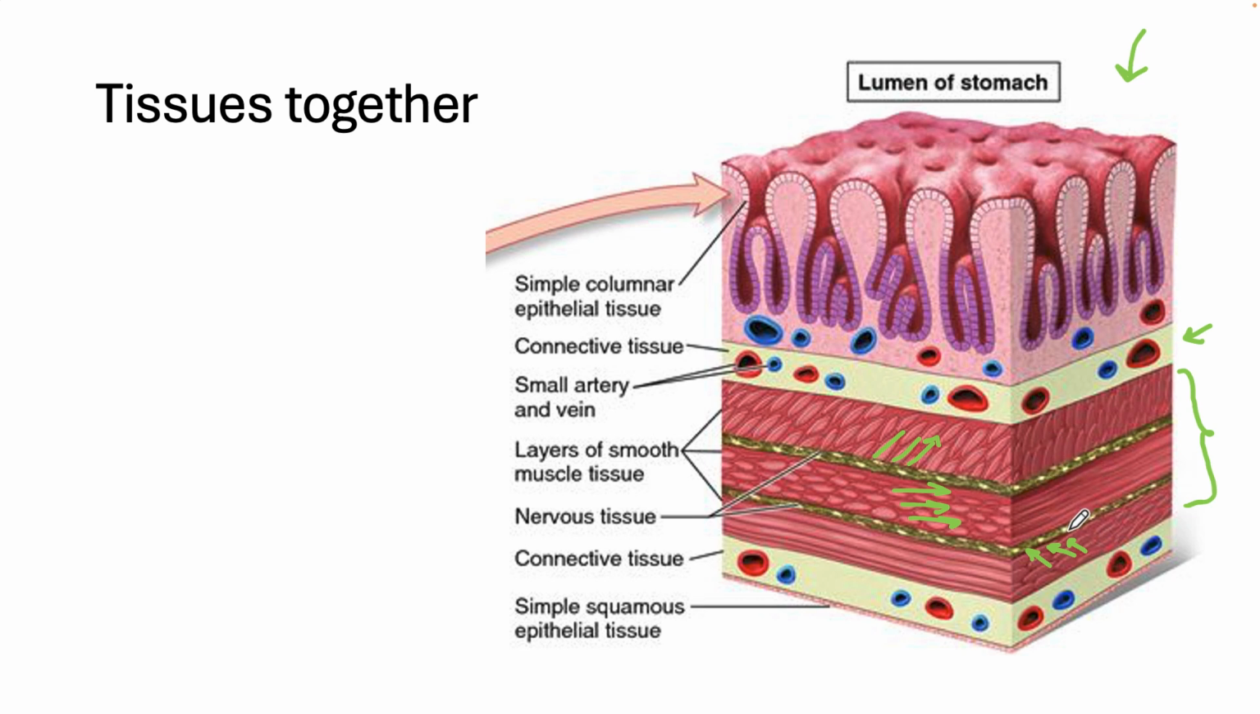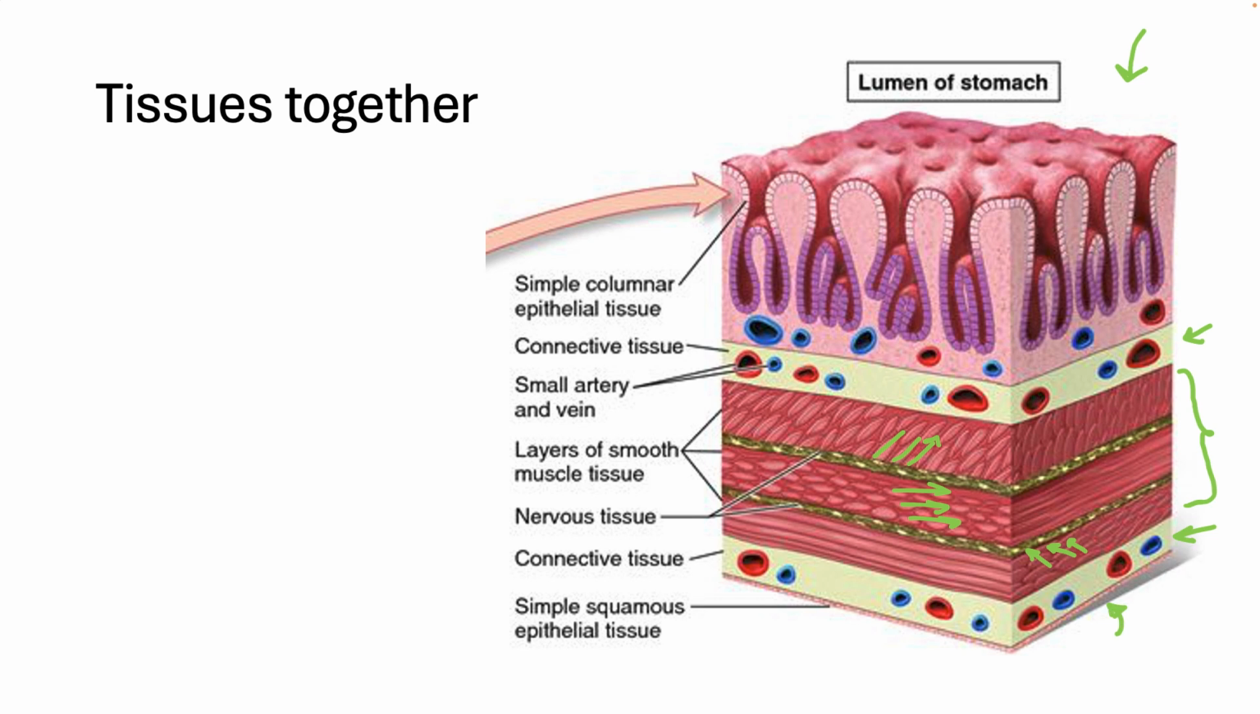In between each layer of smooth muscle is a nervous tissue layer, and that is what is bringing the information and instructions to the smooth muscle and telling it when to contract. Below that is one more layer of connective tissue, which again has the red and blue arteries and veins bringing the blood supply to this tissue. The last layer on the bottom is our epithelial tissue. This time it is simple squamous epithelium.